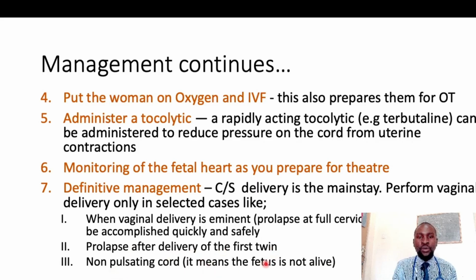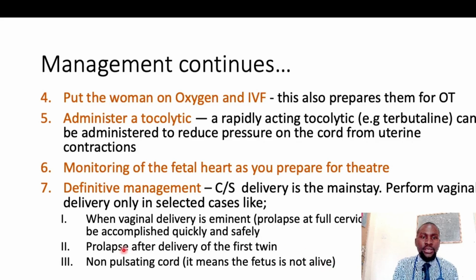A non-pulsating cord means the fetus is not alive. So if the fetus is not alive, there's no need for you to start sending for cesarean section. Why? Because a cesarean section is an operation, and it carries risk. The main purpose why you do Caesar very quickly is because you want to save the baby. But if the baby is dead and you send for C-section, you put the mother at risk of anesthesia and surgery, and she'll also remain with a scar. It will be emotionally distressing. So the best is to just perform a vaginal delivery, let labor progress normally, and then deliver.